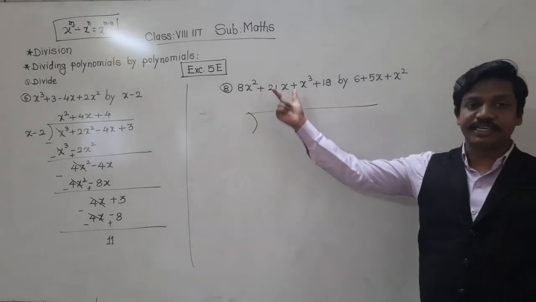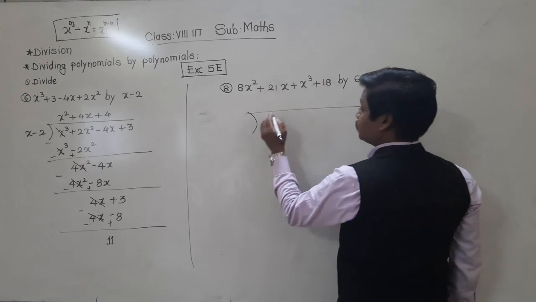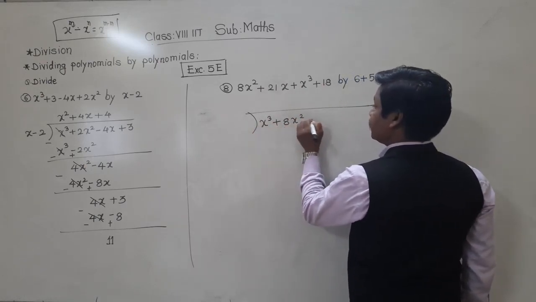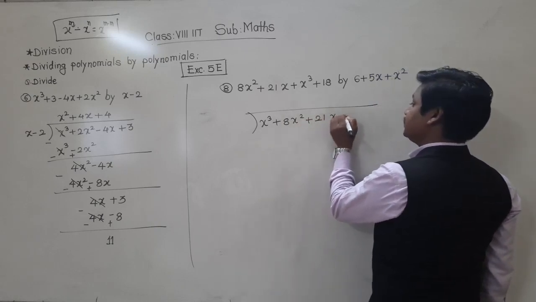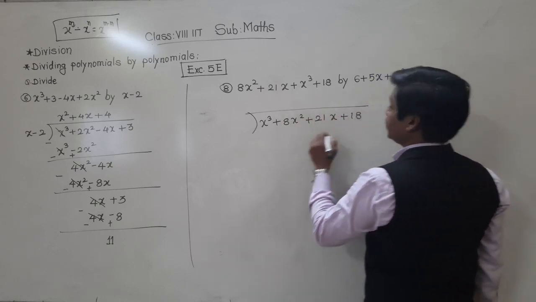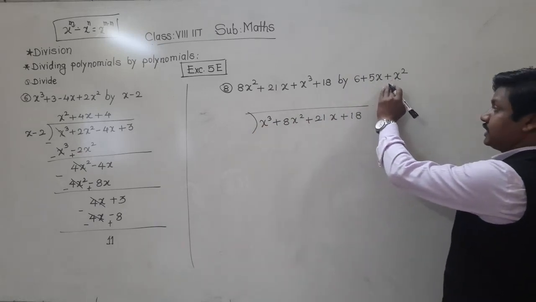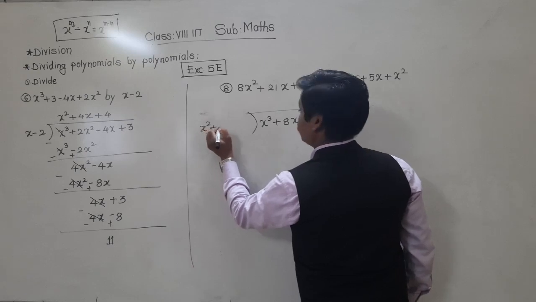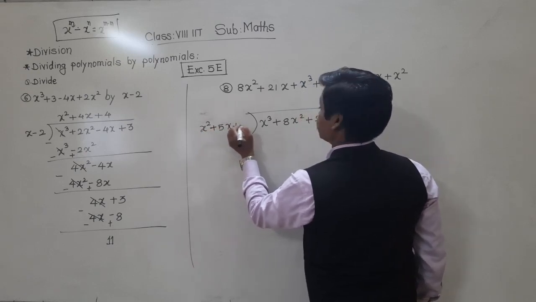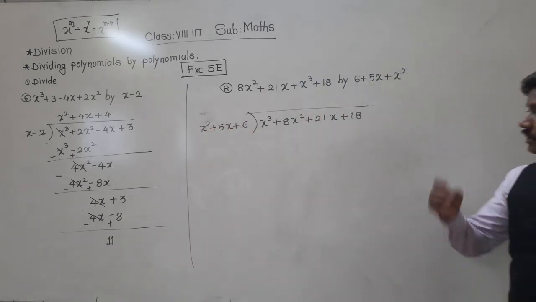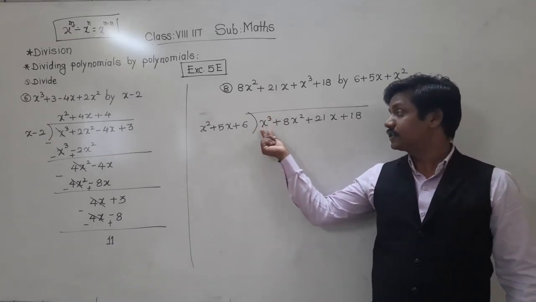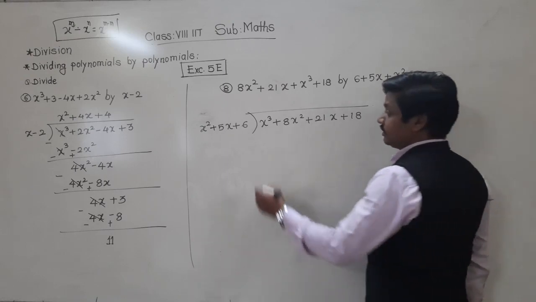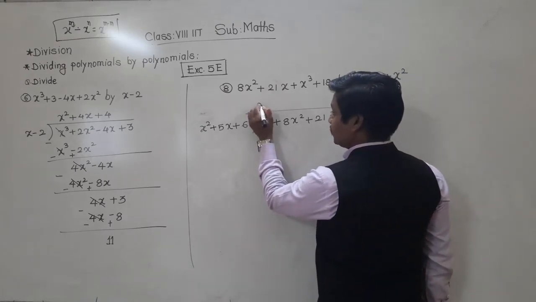First, arrange it into descending order of exponents. X cube plus 8x square plus 21x plus 18. Divide by, this also we need to arrange into descending order, so x square will come here plus 5x plus 6. Okay. Same procedure. Divide the first term by the first term. So x cube divided by x square. What will be the quotient?